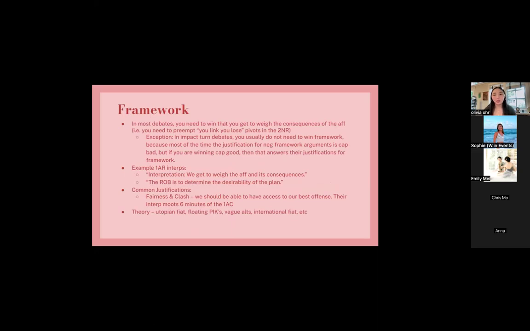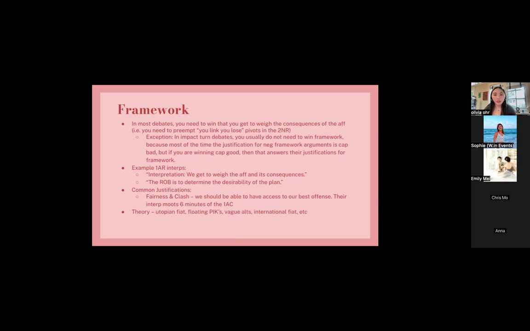This can save you a lot of time because if it's something like philosophical competition or middle ground, sometimes it's strategic to concede it in the 1AR because it'll save you a lot of time if you get to weigh the case, which is the objective of most 1AR framework arguments.